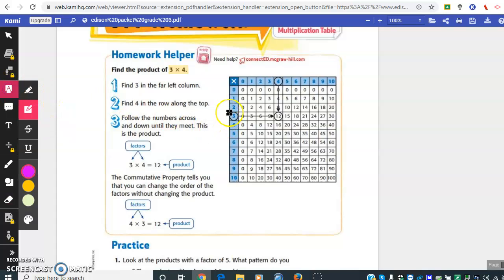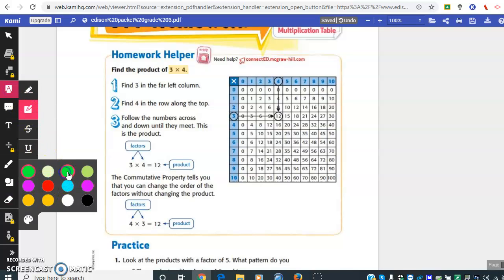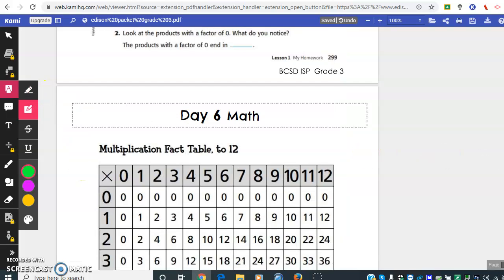The first time I did this, I found the 3, and then I found the 4, and they met at the 12, right? This time I'm going to do it the opposite way. I'm going to find the 4 first, then I'm going to find the 3. I'll change my color. Let's go with green. If I find the 4 first and come down to where it meets the 3, then find the 3 and come over to where it meets the 4, my answer is the same. Doesn't matter which order I do it. 3 times 4, 4 times 3, does not matter the order of your factors. All right, practice.